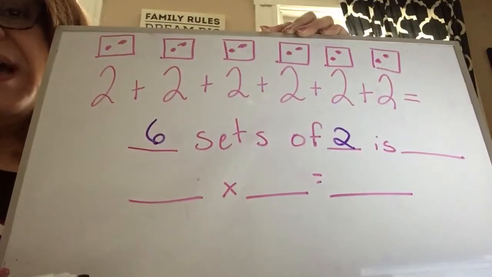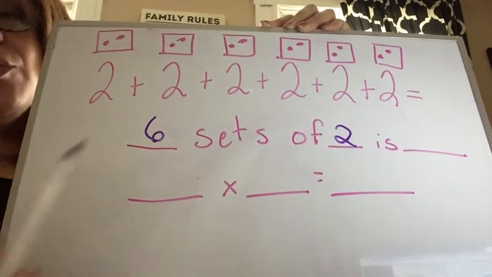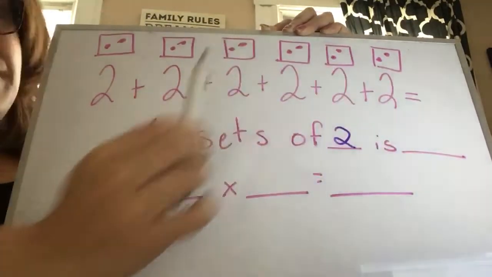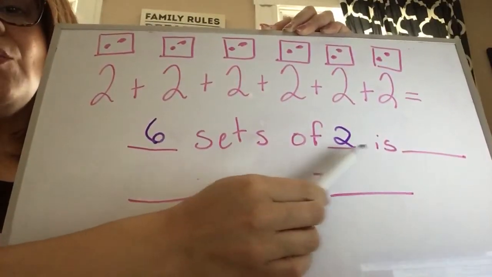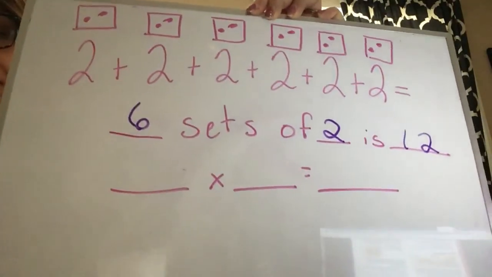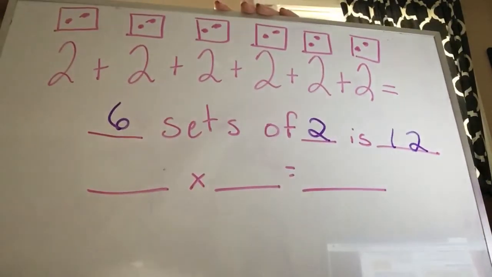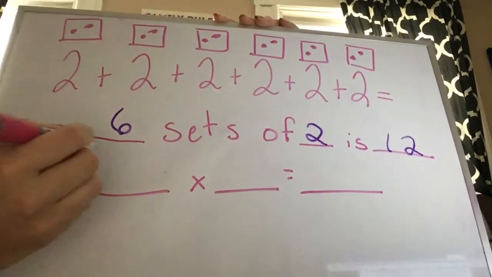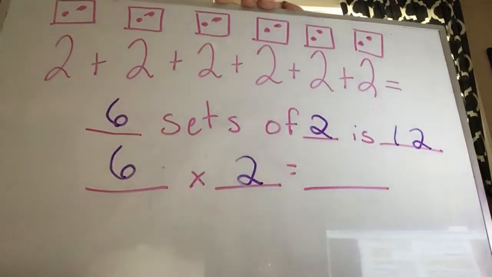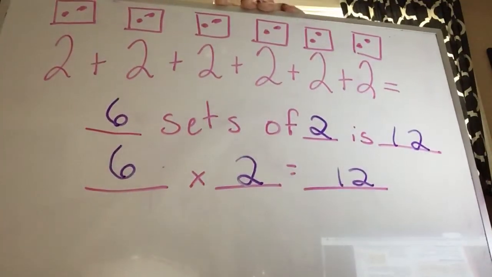Another way to do this is by skip counting by 2 or counting by 2s. So let's count by 2s. 2, 4, 6, 8, 10, 12. So 6 sets of 2 is 12. There, you can see it better. We could write this as a multiplication equation. We can take 6, because we have 6 sets. 6 times 2 is equal to 12. Because we skip count by 2.